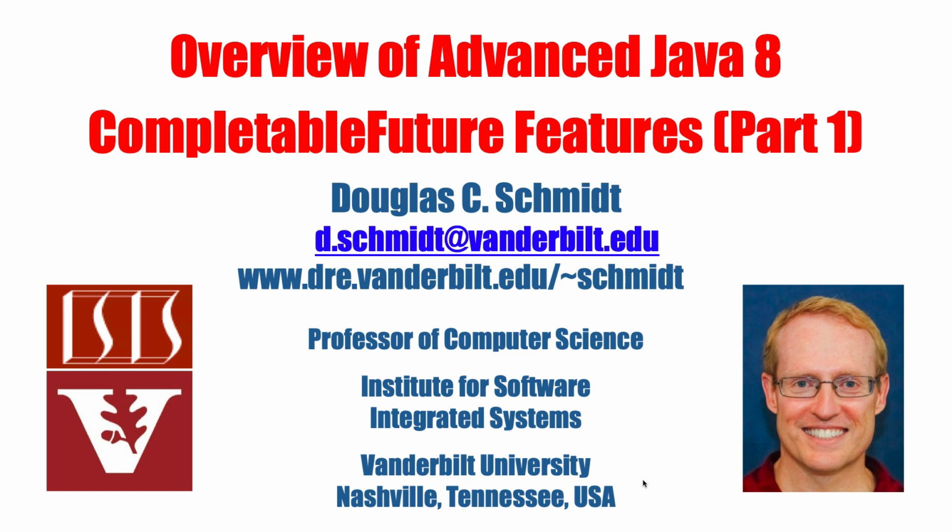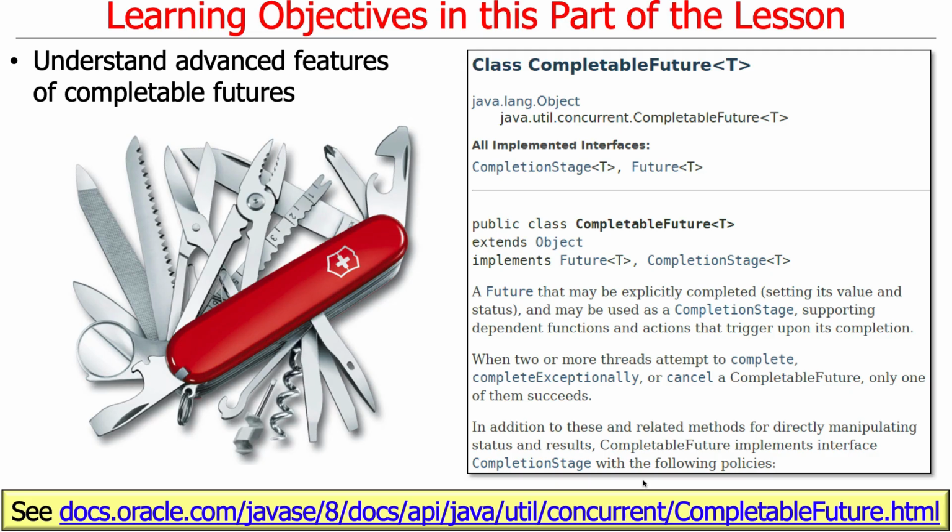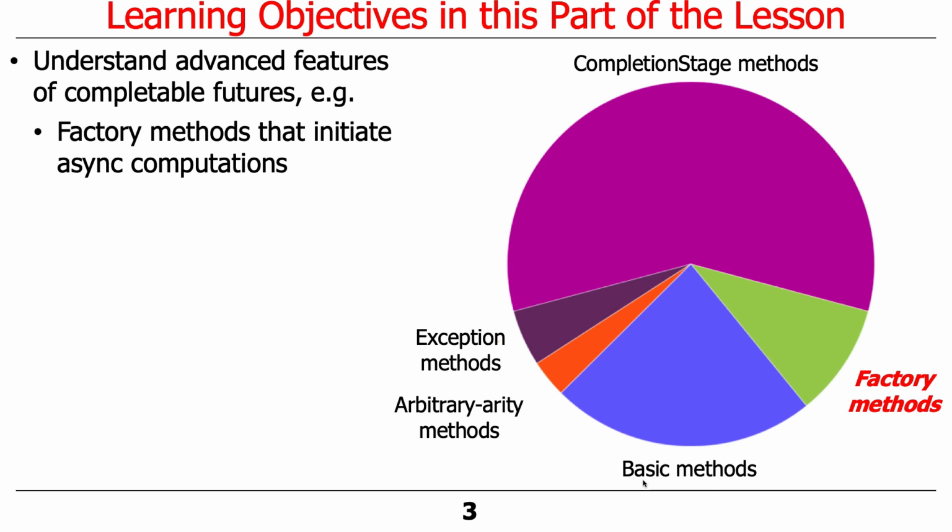Now that we've talked about the basic features in completable futures, let's go ahead and focus on the advanced features. And we'll start by talking about the so-called factory methods. The factory methods are the key entry points into the completable futures framework that begin asynchronous computations. And you'll see there's a bunch of different factory methods.